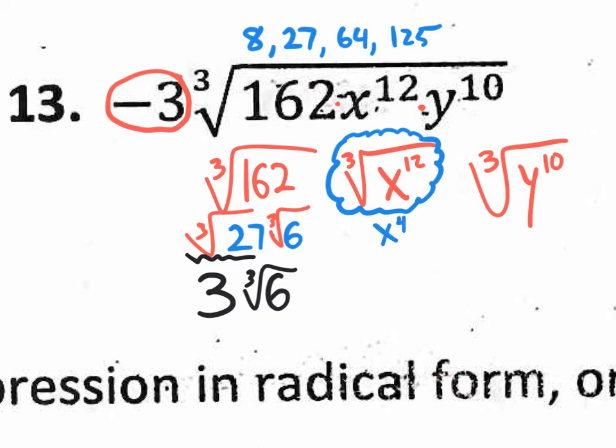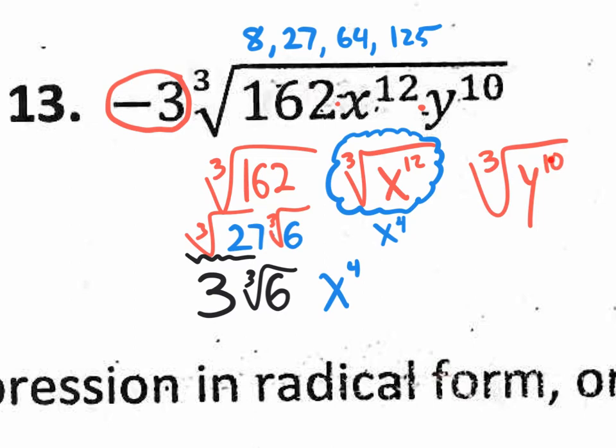X to the 4th. No more square root. Let me bring it down. X to the 4th, no more square root. And the y to the 3rd, or not the cube root of y to the 10th, you want this value to be divisible by 3, the exponent. You want it to be divisible by 3.